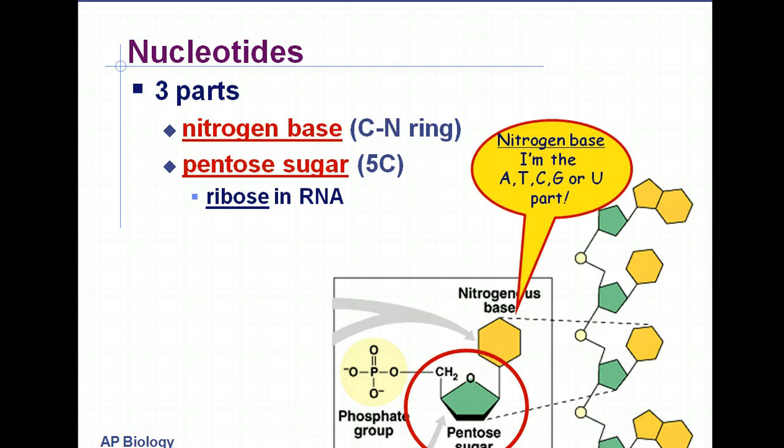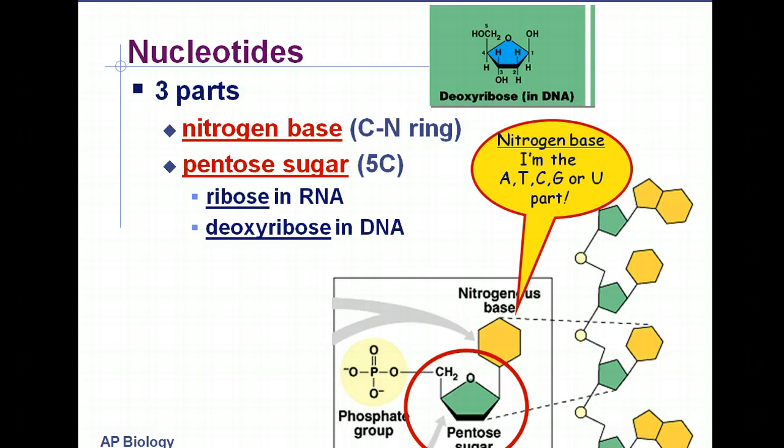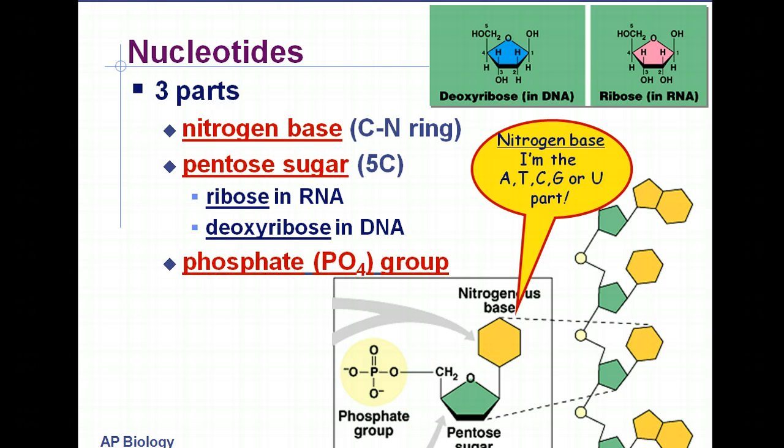In RNA, ribose is the sugar. In DNA, it's deoxyribose. So what does RNA have that DNA doesn't? Oxygen. So really simple little molecule structure there, right? Super simple. Our phosphate group then is our PO4 group.